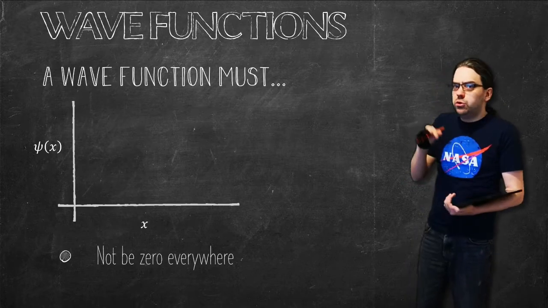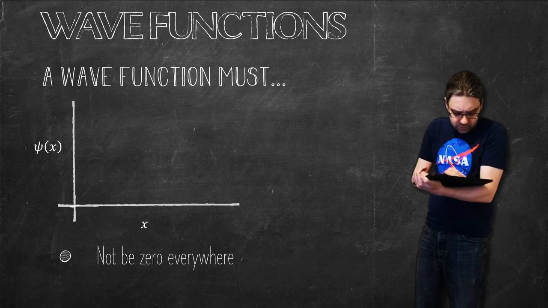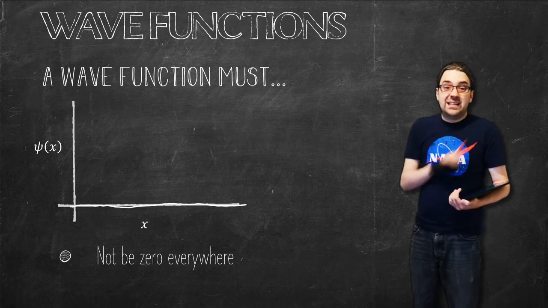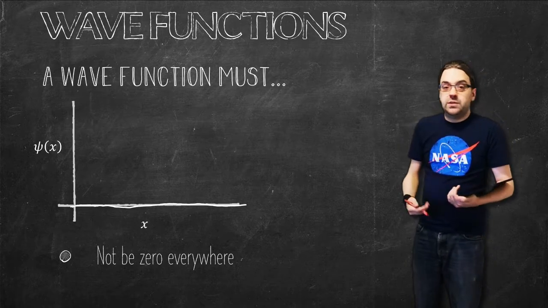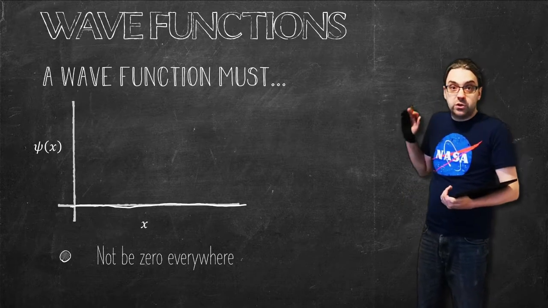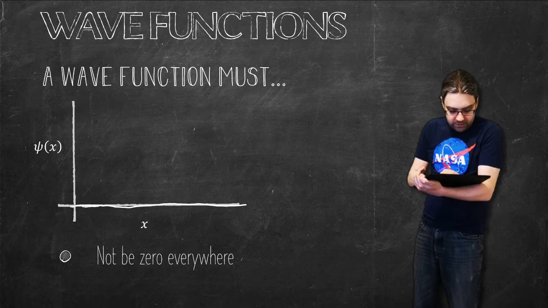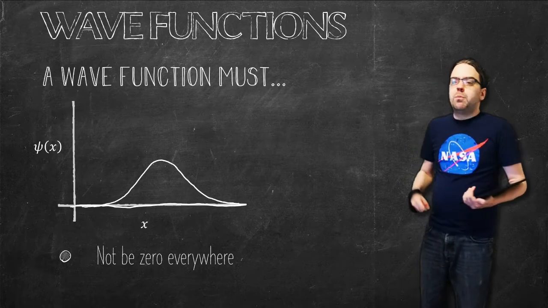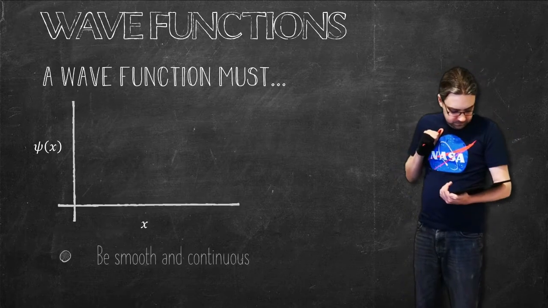It also must be non-zero everywhere. Bit of a complicated one, but it means that just 0 as a wave function isn't acceptable. It's a very basic requirement, but if we could just plug 0 into here, a lot of things would break. So we can't have a wave function that is 0 everywhere. It must have some finite values at some point. So that would be a nice, smooth looking wave function there.